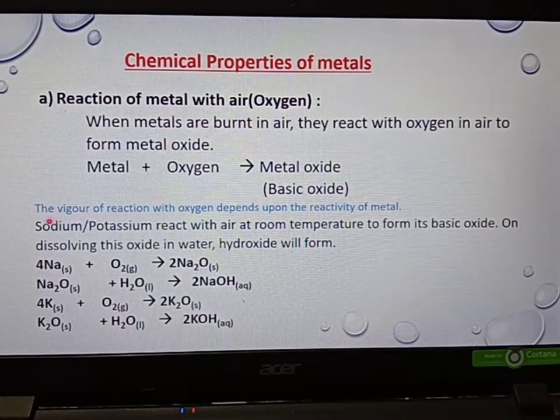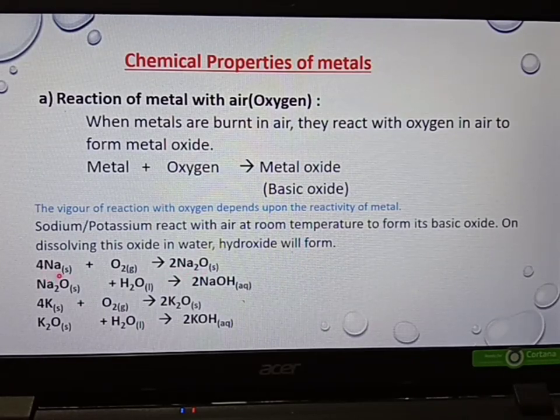Children, in the last chapter we learned about two metals, sodium and potassium. These two metals are very highly reactive. Sodium is less reactive than potassium, but has very good reactivity. Children, when sodium and potassium are taken individually and burnt at room temperature, they will turn into their oxides.